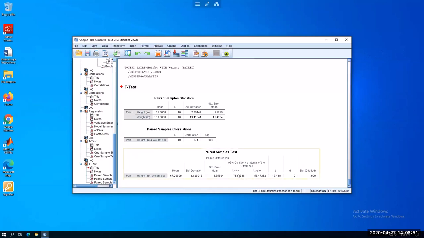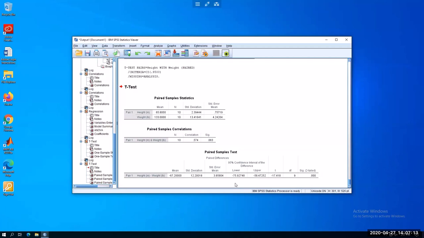Now let's check the confidence interval, -75.9 and -58.4. It doesn't cross zero. Again, it is significant. Again, this is not surprising as we are comparing inches with pounds.